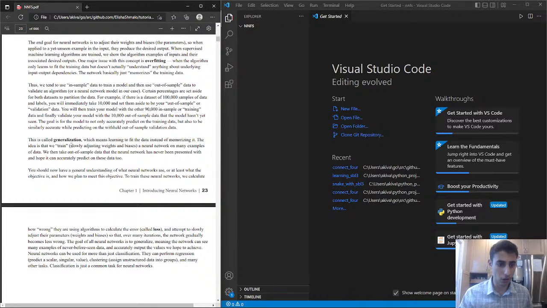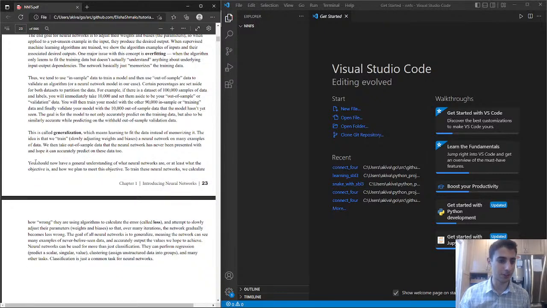The idea is that we train, slowly adjusting weights and biases, a neural network on many examples of data. When he says out of sample data, he means like the testing data. Data that the neural network has never seen before. That the neural network has never been presented with. Use the word presented as opposed to seen. And hope it can accurately predict on these data too.